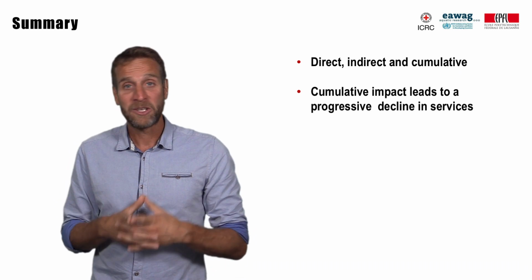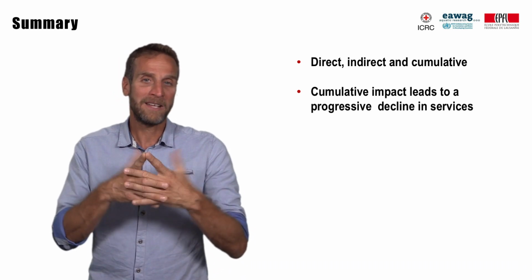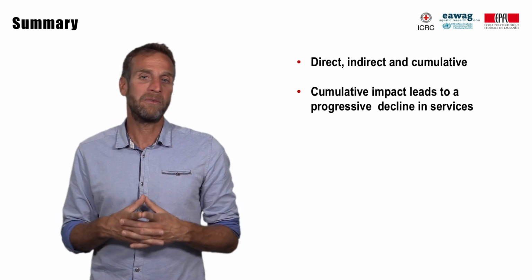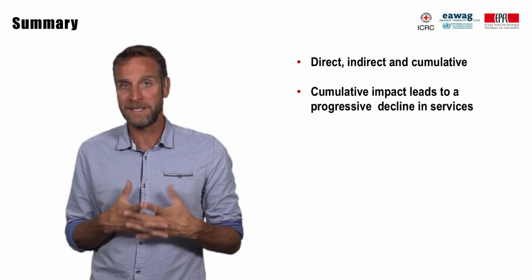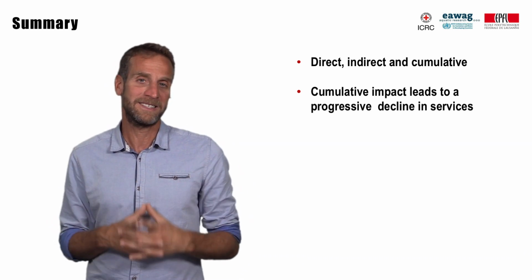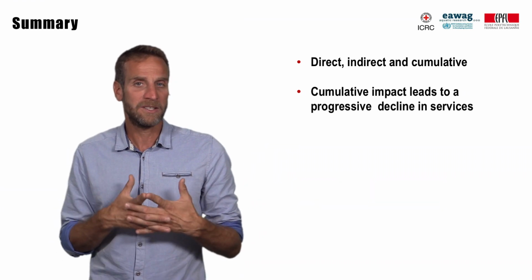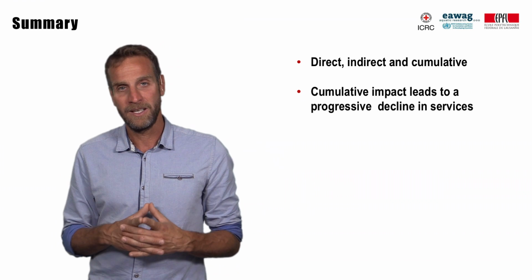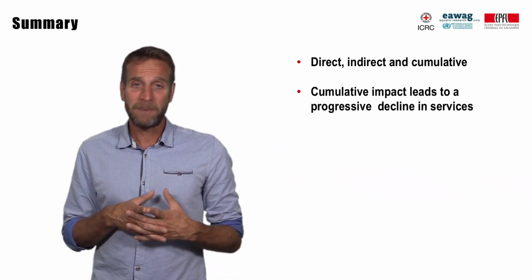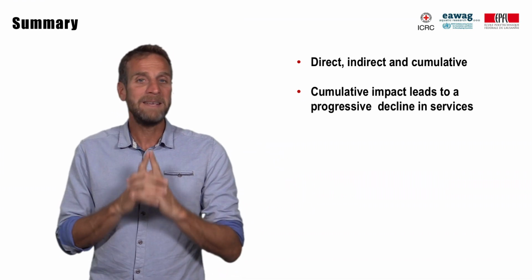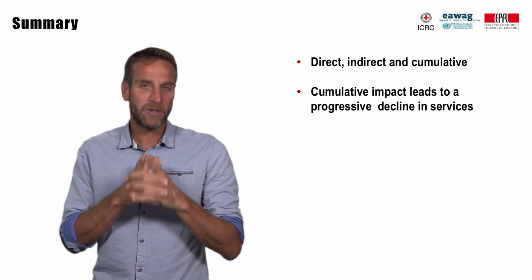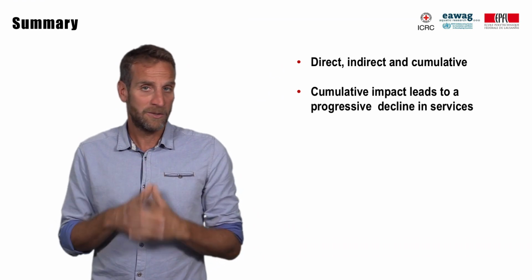Direct, indirect, cumulative. I hope now that you are clear about the distinction of those different types of impact of protracted conflict on essential urban services. Direct damage to infrastructure from explosive munitions attracts the most attention. But remember, field experience suggests that the cumulative impact is the most destructive and the most difficult to recover from.